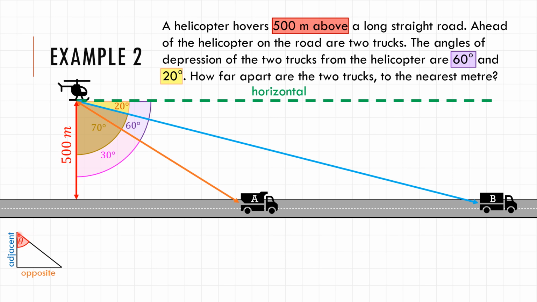So to do that, what ratio combines the opposite and the adjacent? It's got to be tan. Tan is opposite over adjacent. And if I wanted to find out the opposite, I need to isolate that. So I need to get rid of this adjacent, and I would multiply both sides by that number. And that would leave the opposite isolated.